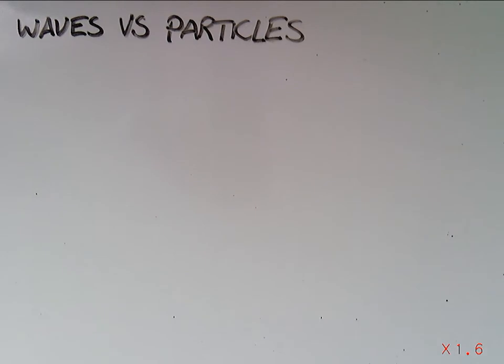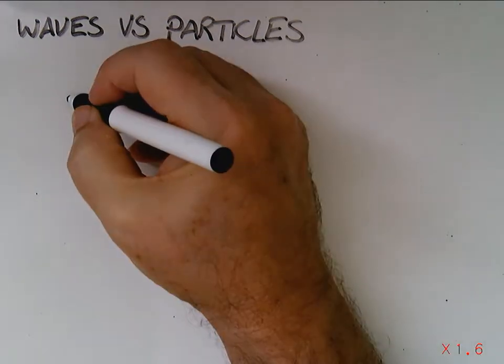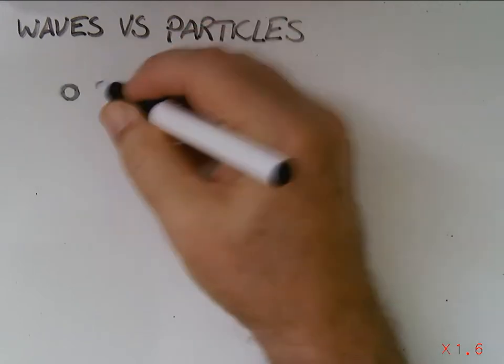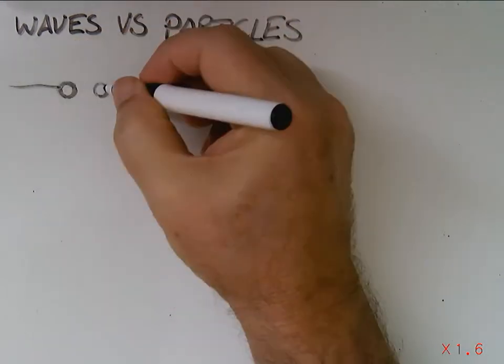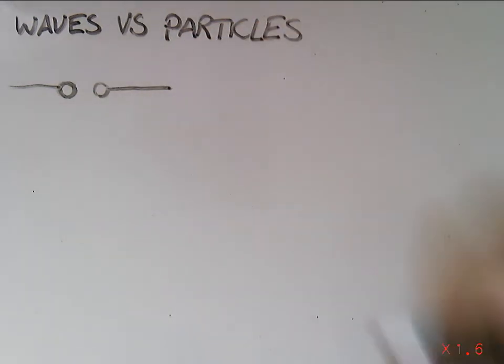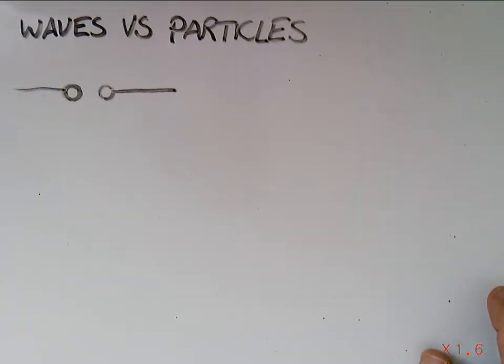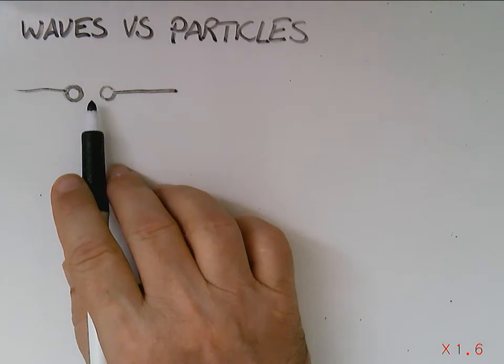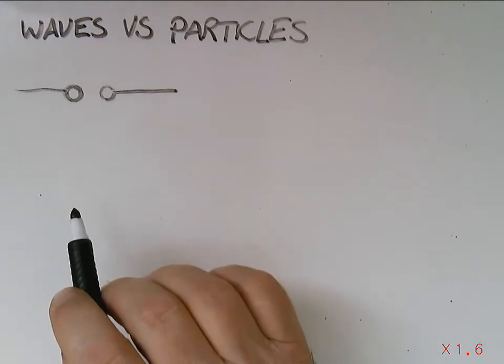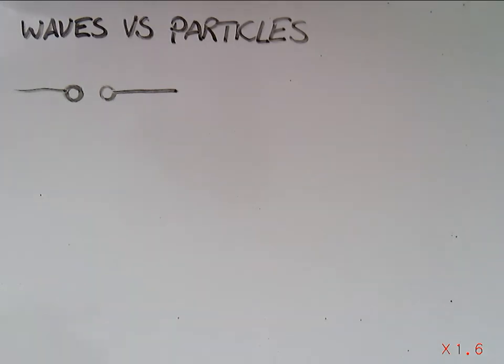Now let's look at a couple of particles. Maybe I've got a couple of electrons, maybe I have a couple of baseballs, whatever you want, and I'm trying to get them to collide. I'm trying to get them to move into the same region of space. They won't do it.